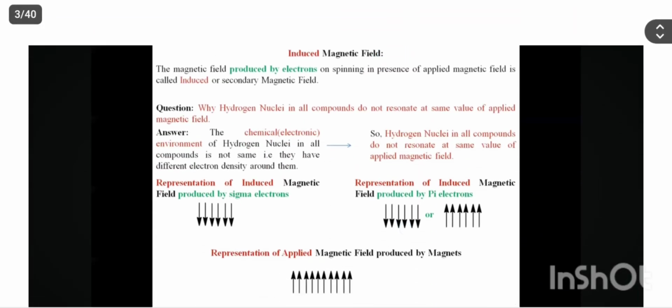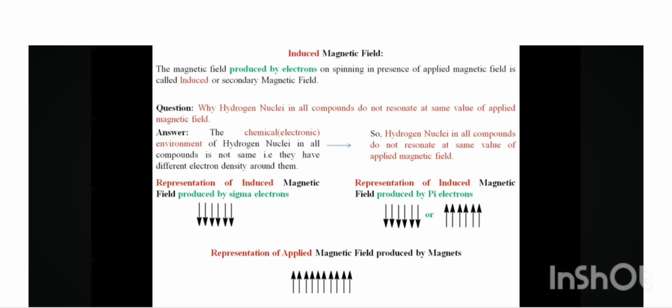Induced magnetic field. The magnetic field produced by electrons on spinning in presence of applied magnetic field is called induced or secondary magnetic field. Why do hydrogen nuclei in all compounds not resonate at the same value of applied magnetic field? The chemical environment of hydrogen nuclei in all compounds is not the same. They have different electron density around them. So hydrogen nuclei in all compounds do not resonate at the same value of applied magnetic field.